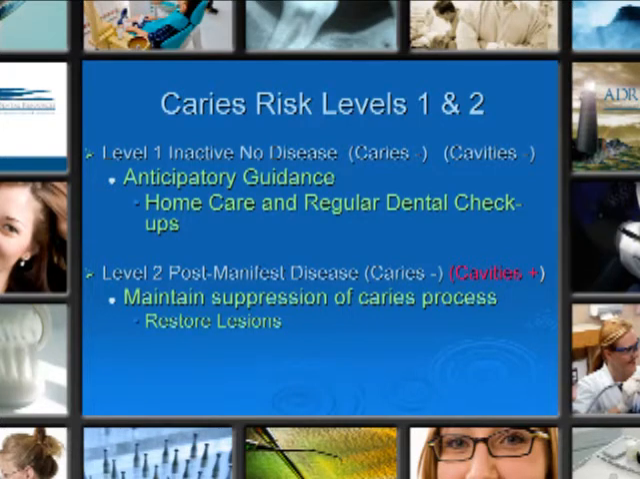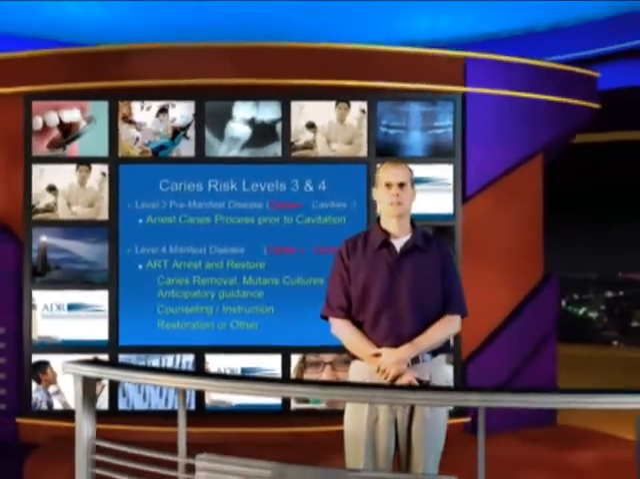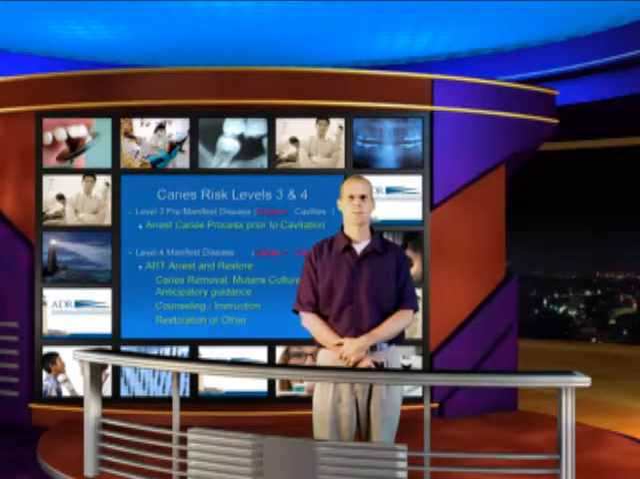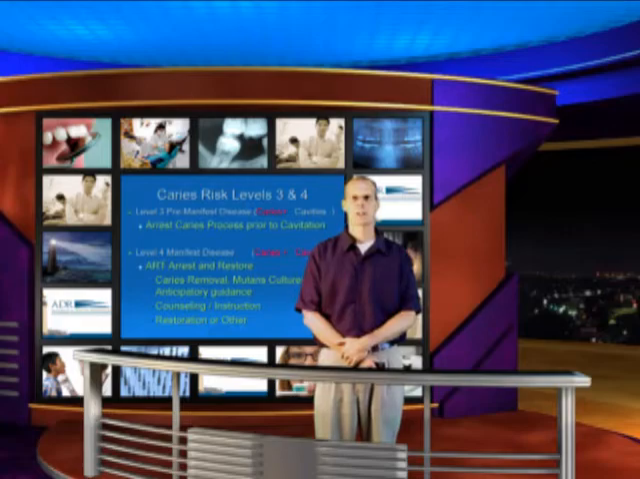Level 2, post-manifest disease, no caries, but there are cavities. Maintain suppression of the caries process and restore the lesions that are present. Level 3, pre-manifest disease. The caries process is present, but there aren't any cavities. With the caries process present, you can anticipate that the cavities are to follow. So we want to arrest the caries process prior to cavitation.